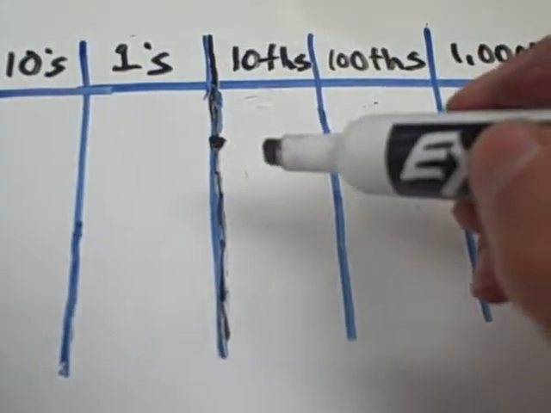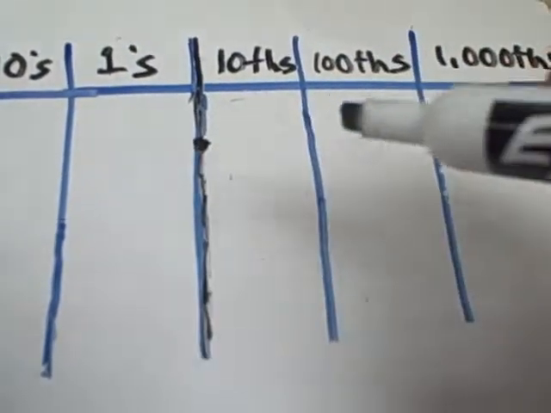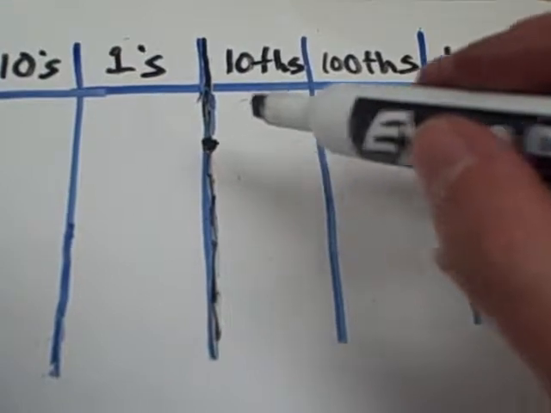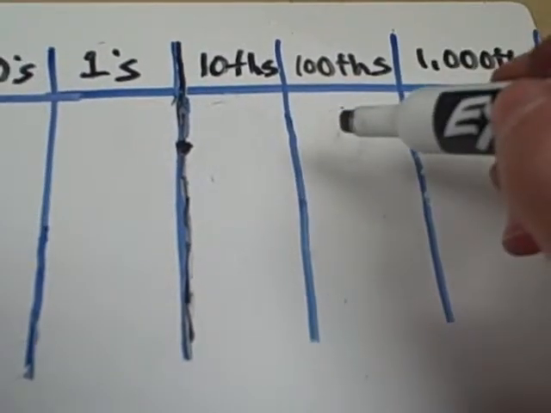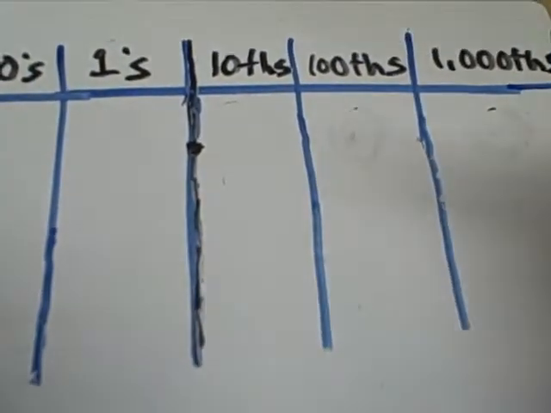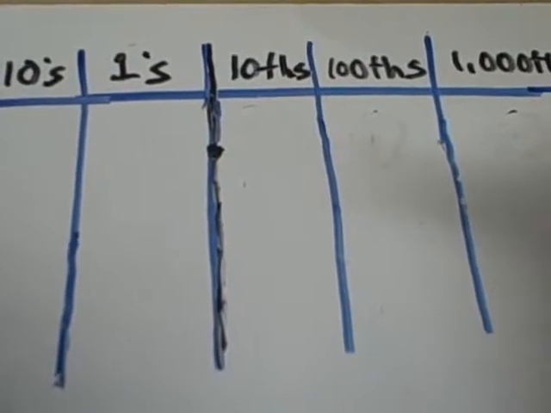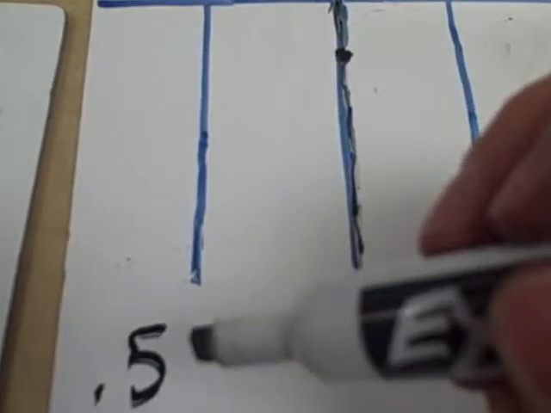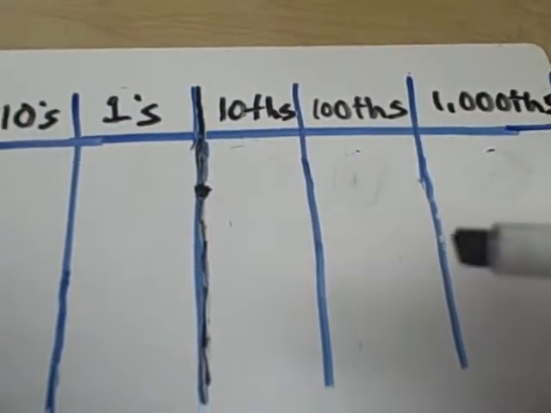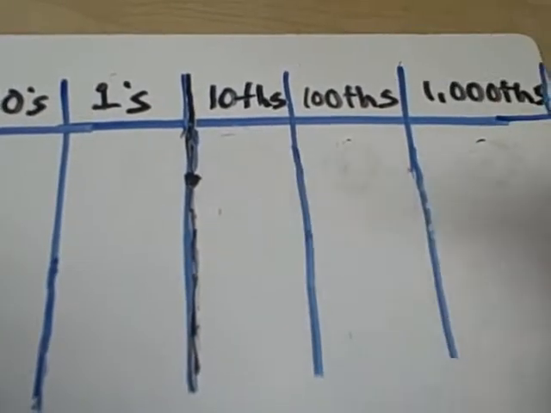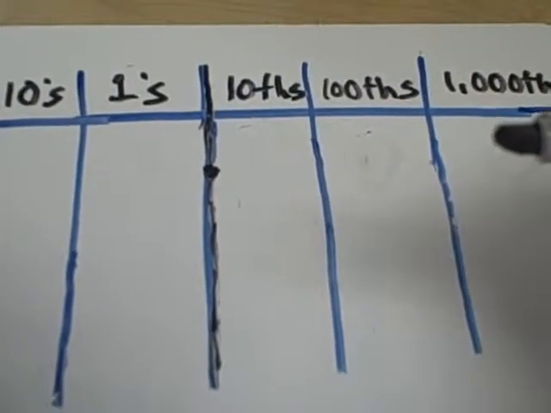So 10 ones make a 10. 10 tenths make one whole. 10 hundredths make a tenth. And 10 thousandths make a hundredth. So now that we know that, we can look at a decimal, put it on the place value chart, and figure out what fraction it is, because it's always 1/10 of the next place on the left.